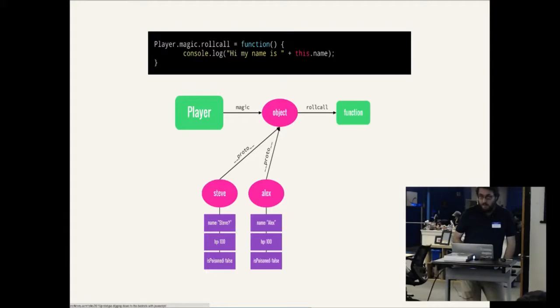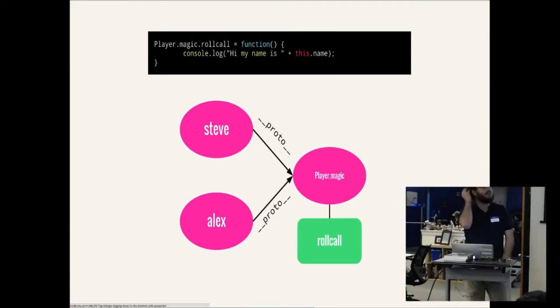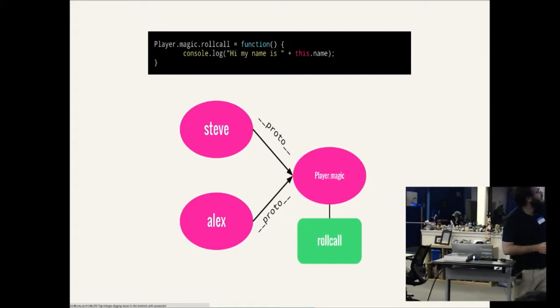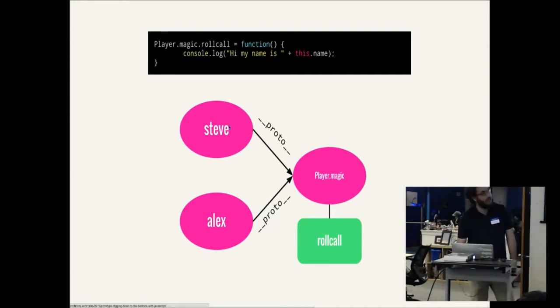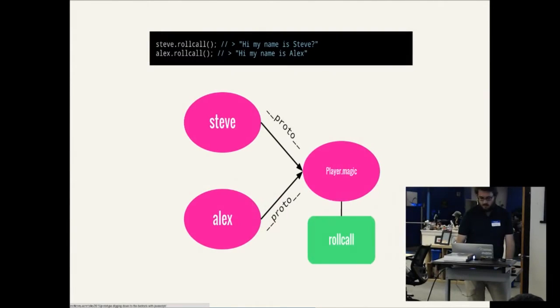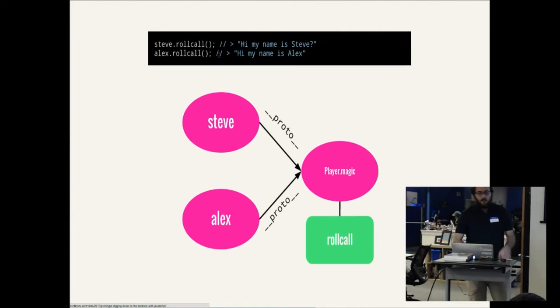And if I boil down this diagram a bit, this is what we have. If you remember from the beginning of the talk, this is the same type of prototype inheritance, the same type of prototype chain that we're used to. So if Steve calls rollCall, JavaScript is going to look for rollCall here. It's not going to find it. And it's going to move down the prototype chain to this Player.magic object, and it's going to find it there. So if we call Steve.rollCall, it'll say, hi, my name is Steve. Alex will say, hi, my name is Alex.